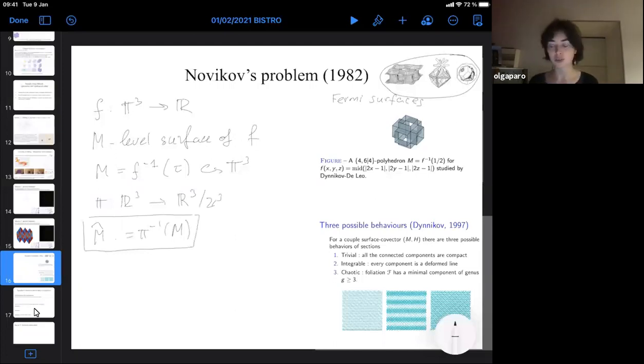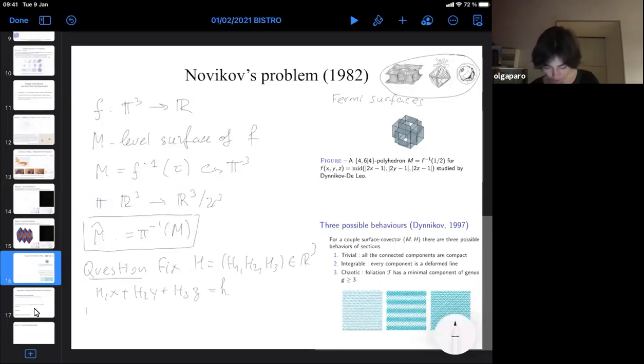And the question of Novikov was, what happens if we cut the surface by a family of parallel planes with some fixed direction? So we fix H, a vector in R3, and we define a family of planes orthogonal to this vector with H some constant. And the question is, how do the intersections of M with these planes behave? So let me call them gamma tau H. So gamma tau H are unions of curves. This construction defines a foliation on M, the leaves of which are sections of M hat under projection pi.